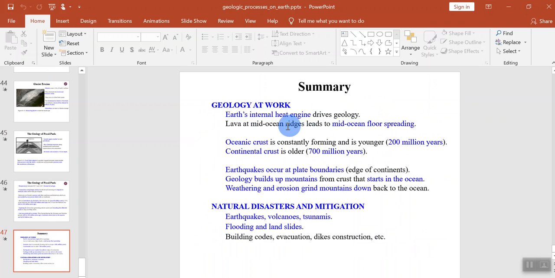And a summary. We said geology at work. Earth's internal heat engine drives geology. Lava at mid-ocean ridges leads to mid-ocean floor spreading. We said that the oceanic crust is constantly forming and is younger, less than 200 million years, while the continental crust can be older than 700 million years. Earthquakes occur at plate boundaries. Geology builds up mountains from crust that starts in the ocean. Weathering and erosion grind mountains down.